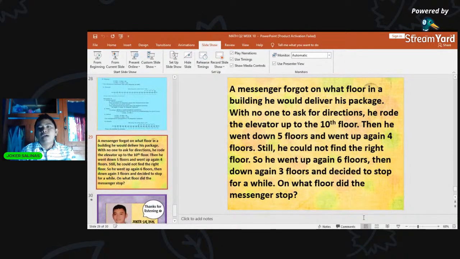A messenger forgot on what floor in a building he would deliver his package. With no one to ask for directions, he rode the elevator up to the 10th floor. Then he went down 5 floors and went up again 4 floors. Still he could not find the right floor. So he went up again 6 floors, then down again 3 floors, and decided to stop for a while. On what floor did the messenger stop?